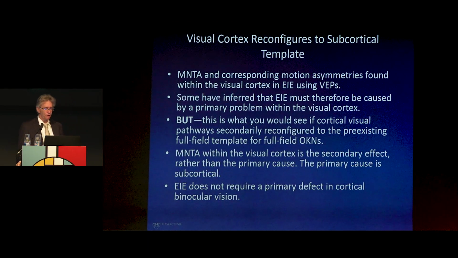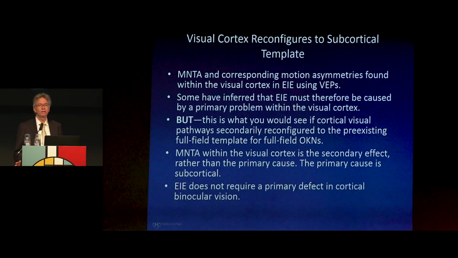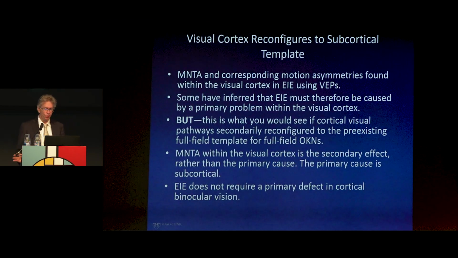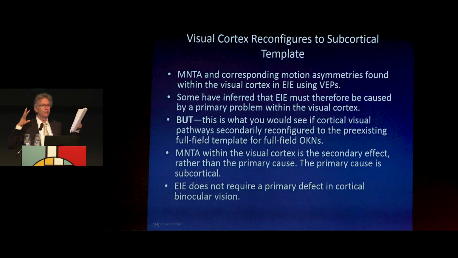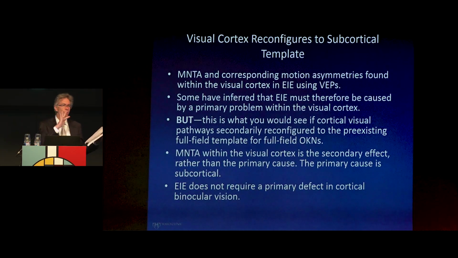Now, because monocular nasotemporal asymmetry and cortical motion asymmetries have been detected electrophysiologically within the visual cortex of patients with infantile esotropia, some have inferred that essential infantile esotropia must be caused by a primary problem within the visual cortex. But these findings are exactly what you would see if the cortical foveal pursuit pathways secondarily reconfigured themselves to match the pre-existing subcortical template for full field OKNs. In other words, under monocular conditions, the visual cortex gets rewired to match the subcortical template.